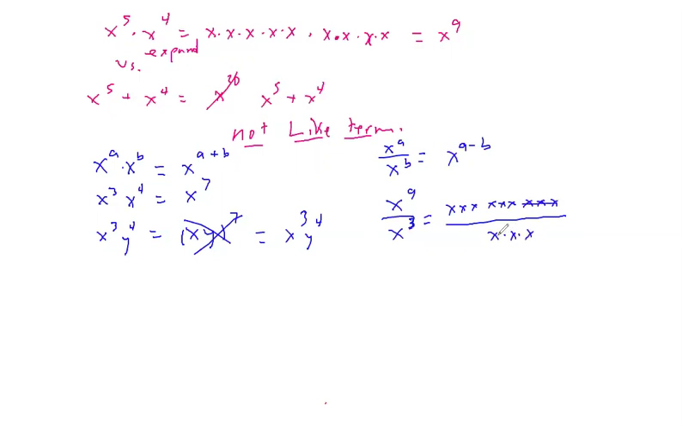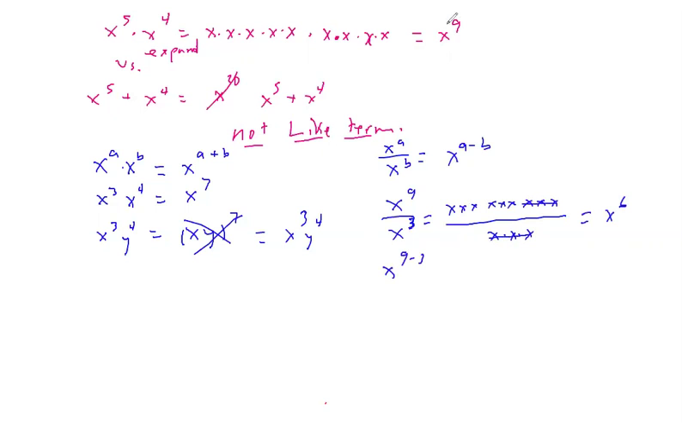These 3 x's will cancel these 3 factors, and look what I've got left. 1, 2, 3, 4, 5, 6. Got x to the 6th. So this must have been x to the 9 minus 3, and that's the basic rule on that.